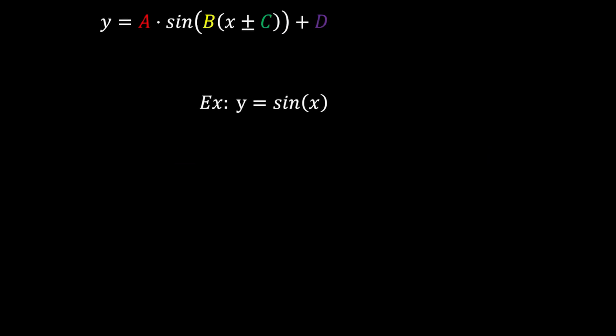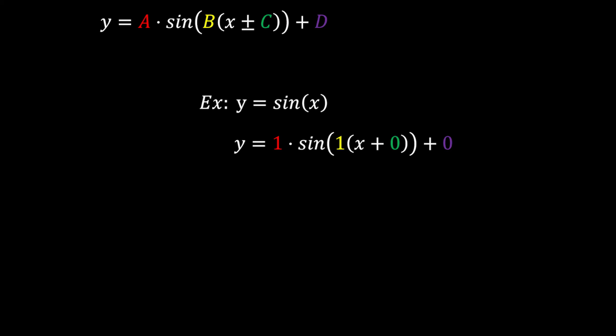Here's an example. y equals sine of x. This can be rewritten in general form if we let a equal 1, b equal 1, c equal 0, and d equal 0. Now we want to show that these two sentences are equal to each other.